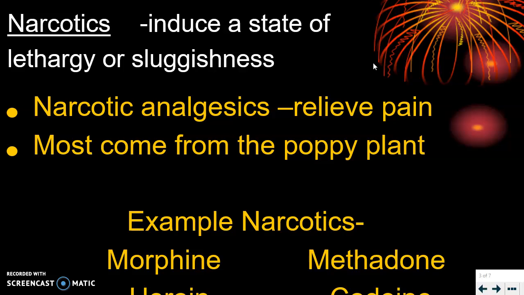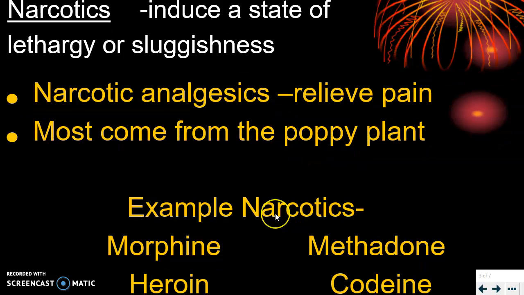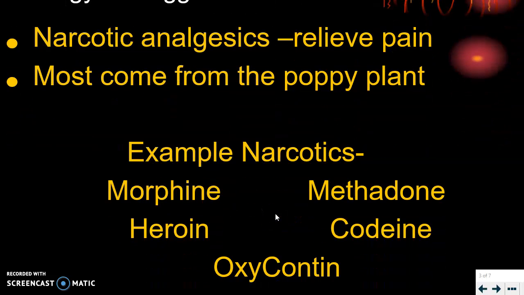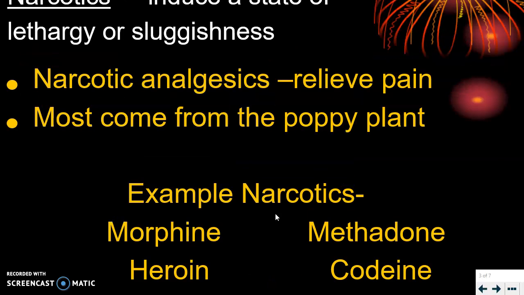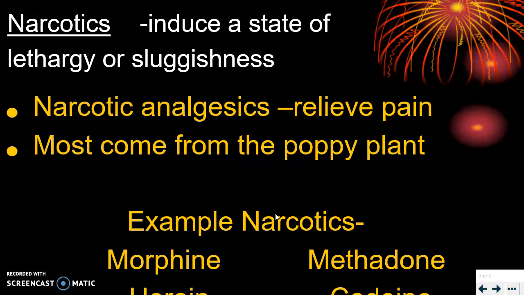That's what it causes. So here are some examples of narcotics: morphine, methadone, heroin, codeine, Oxycontin. And again, by no means is that a completely exhaustive list. It's just some examples to give you an idea of what we're talking about here in terms of narcotics. So these are going to be your pain relievers, and almost all of them stem from the poppy plant.